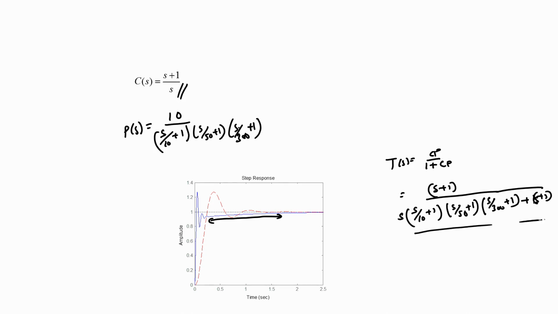So, this is the denominator polynomial of our system. Now, just inspection of this will not reveal to us how we are getting this long tail. To understand this, let us plot the root locus for the transfer function 1 plus k times (s plus 1) divided by s times (s/10 plus 1) times (s/50 plus 1) times (s/300 plus 1). Anyway, it is the zeros of this particular transfer function that are going to be the poles of our closed loop system, and that is what is going to dictate the step response of our closed loop system.